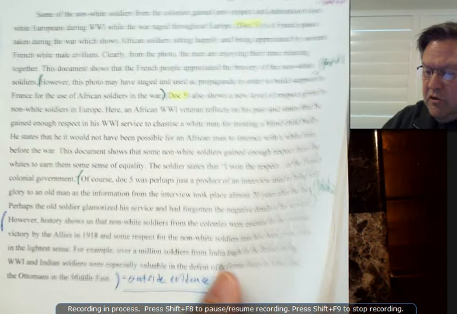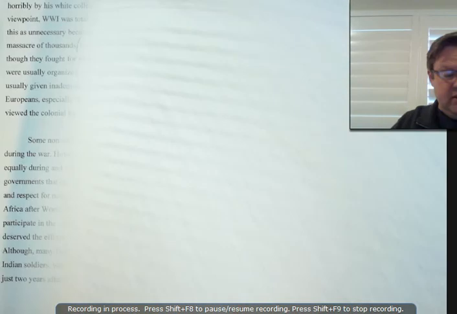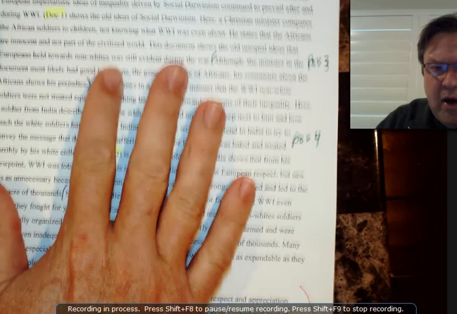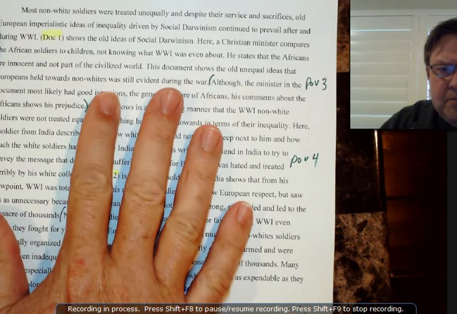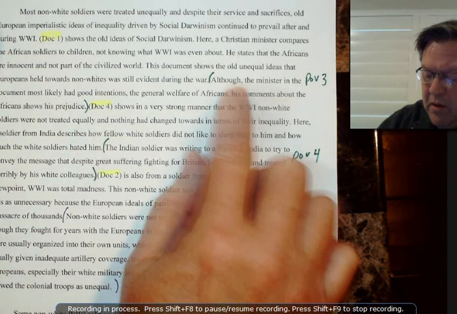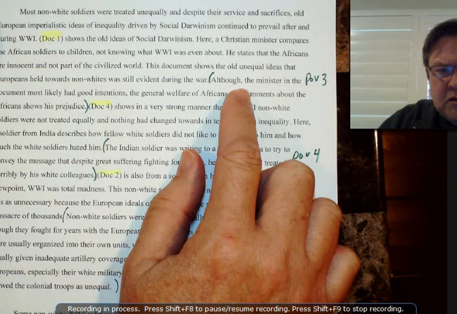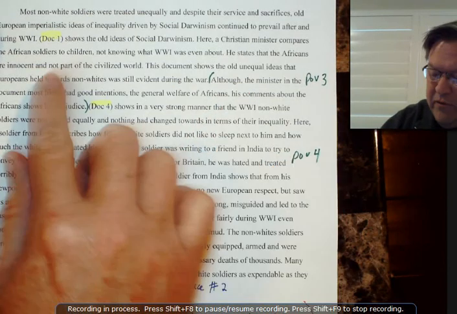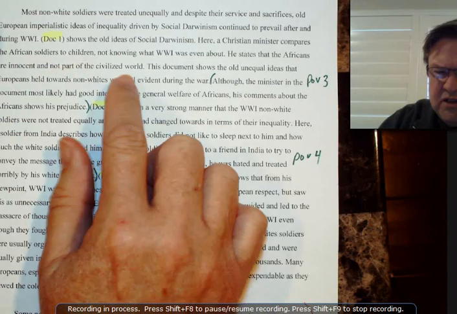Okay, doc 1, POV. Man was a minister. It's not clear if he was white or African. Doesn't really matter. He's basically talking down about Africans, how they were uncivilized or did not understand the war. My POV there is that he has good intentions, but he obviously shows prejudice. So just kind of describing the tone of his document.